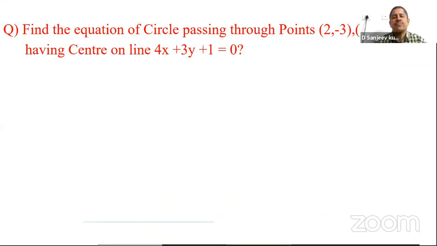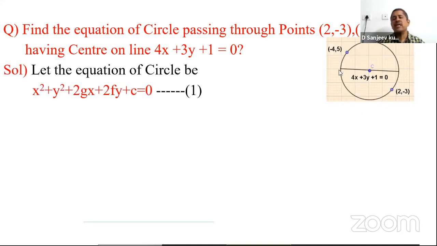Okay, so we go for another model of problem here. Find the equation of circle passing through the points 2 comma minus 3 and minus 4 comma 5 and having the center on the line 4x plus 3y plus 1 is equal to 0. So what is given in this problem here? Circle is passing through these 2 points and the center is lying on 4x plus 3y plus 1 is equal to 0.